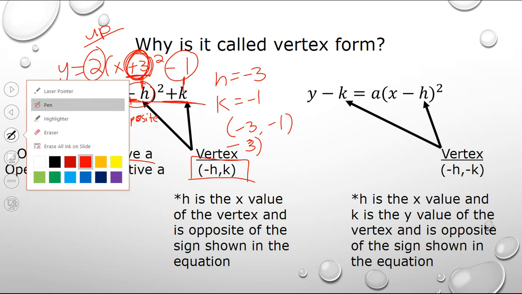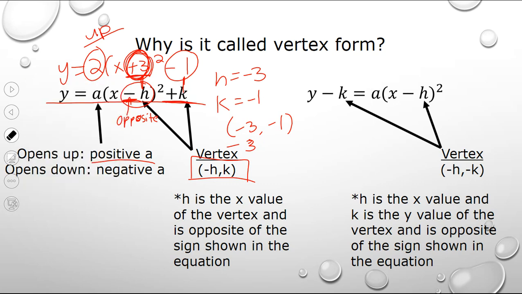And then the k value is as you can see it. So this basically means when I write negative h, k, I just mean the opposite for the h, same for the k. That's what that represents, that's what that means.